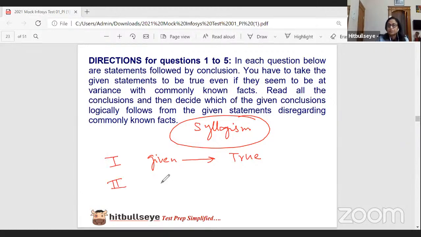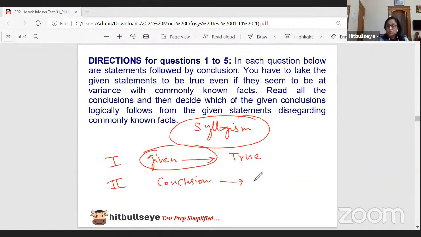Rule number two is, on the basis of the given statements, you are supposed to answer whether a conclusion that is being drawn from there is true or not. Please remember the conclusion is drawn from what is given. You are not applying what you know from real life. The conclusion has to be drawn only by using the given information, not by your common knowledge.